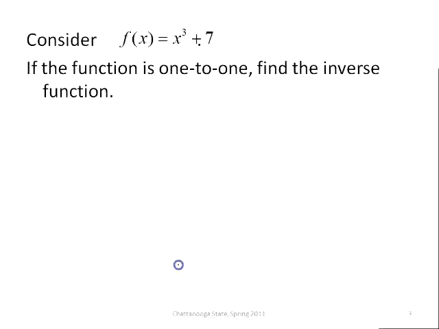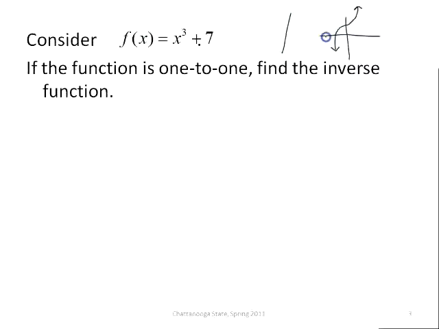So, let's look at this first function. F of x equals x to the third power plus 7. Before we can do anything, we need to determine if the function is one-to-one. So remember what we know about cubic functions. Cubic functions are going to have a shape like this.